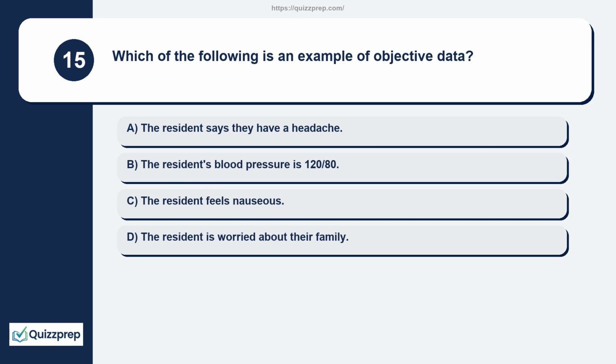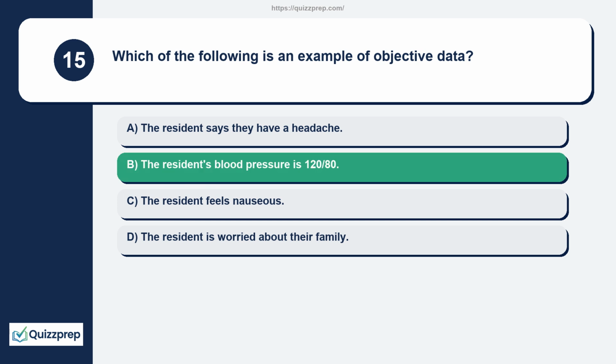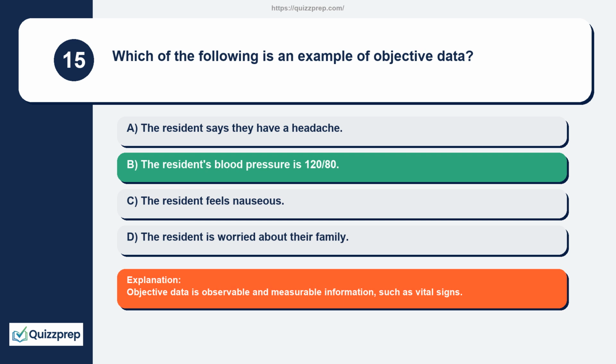Question 15. Which of the following is an example of objective data? The resident says they have a headache. The resident's blood pressure is 120/80. The resident feels nauseous. The resident is worried about their family. Objective data is observable and measurable information, such as vital signs.